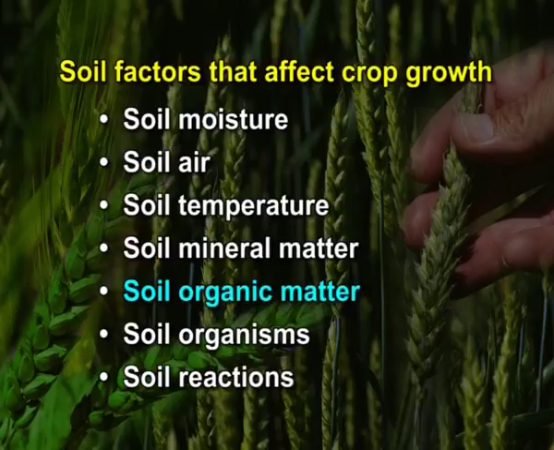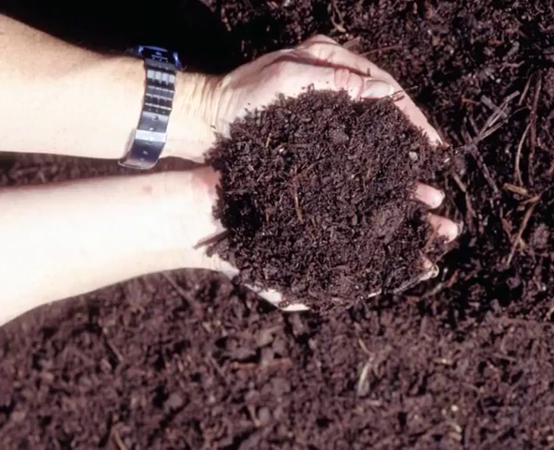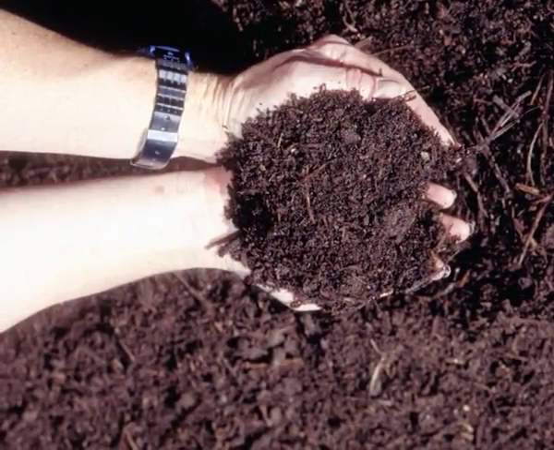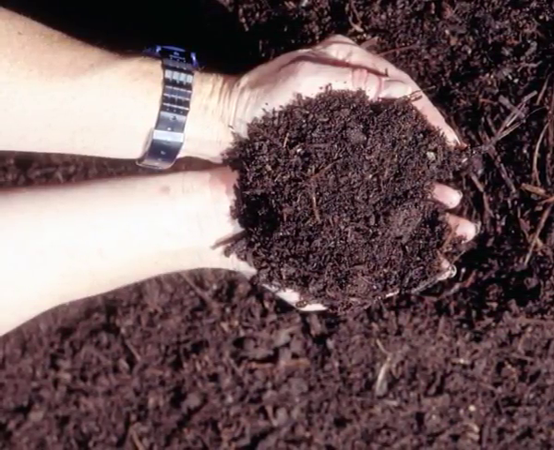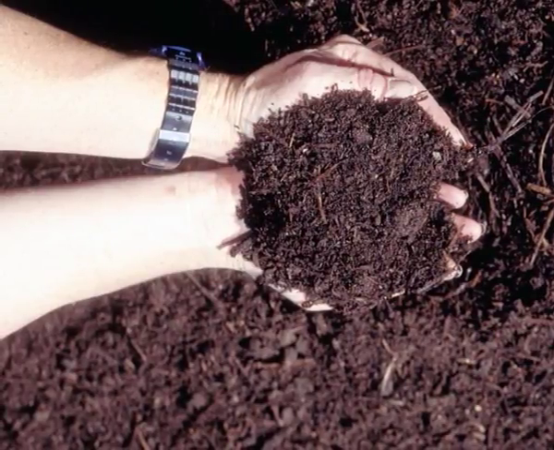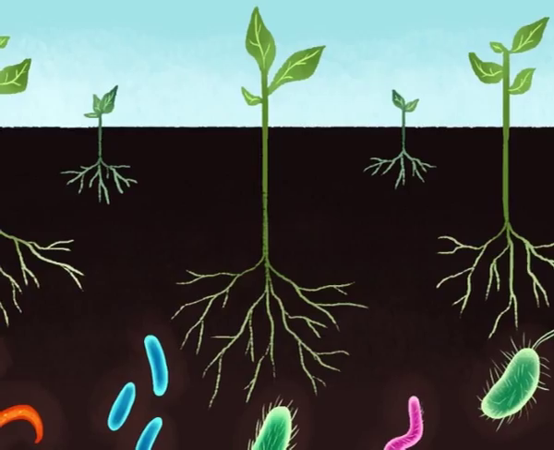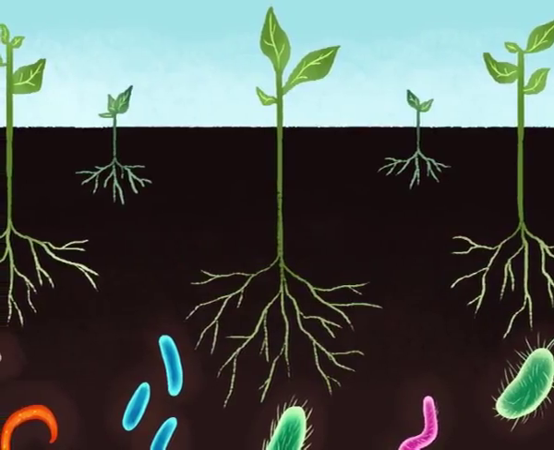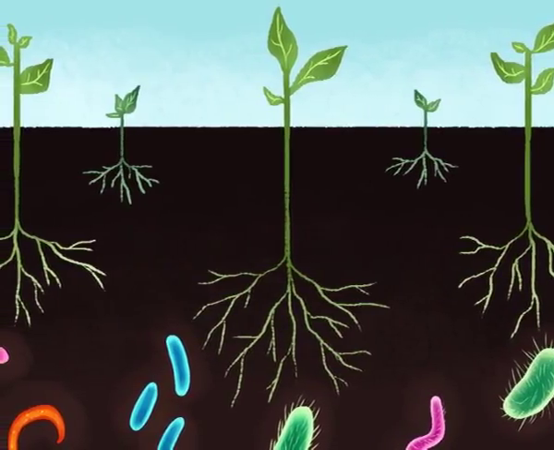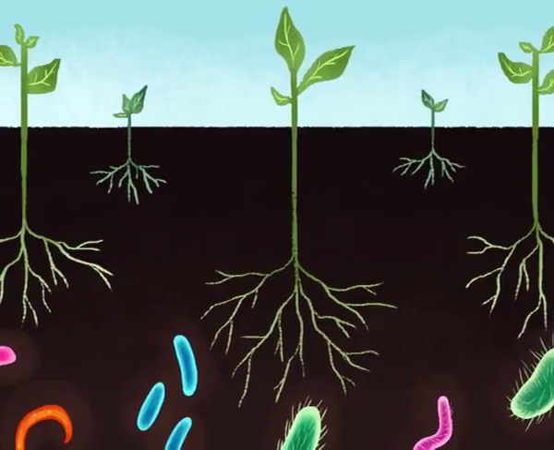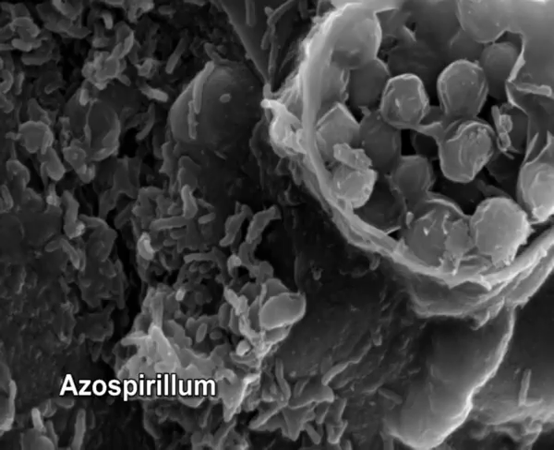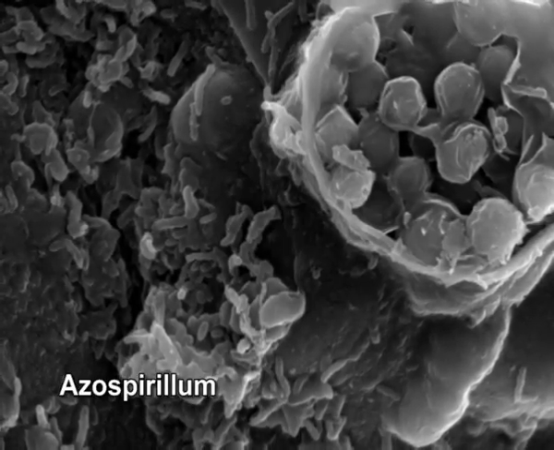Let's outline prominent points about soil organisms. The raw organic matter in the soil is decomposed by different microorganisms, which in turn releases the plant nutrients. Atmospheric nitrogen is used by microbes in the soil and is made available to crop plants through symbiotic, that means Rhizobium, or non-symbiotic, or Azotobacter association.